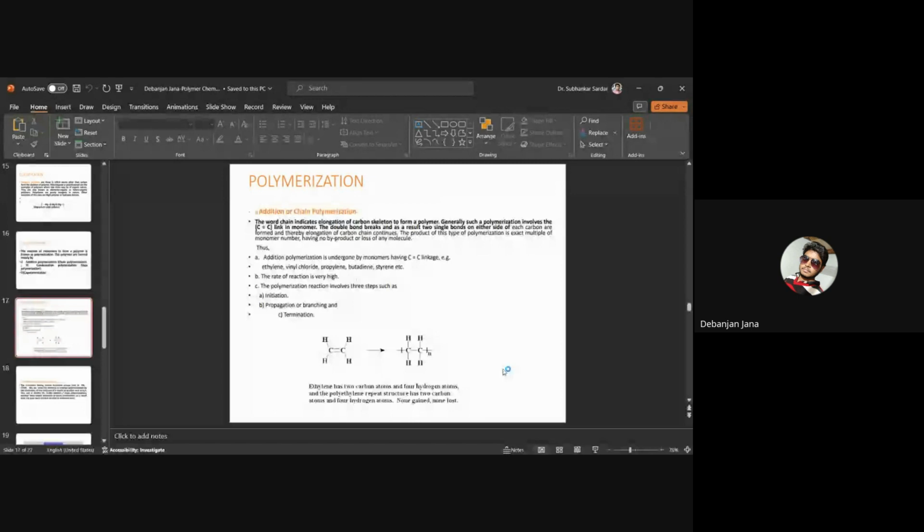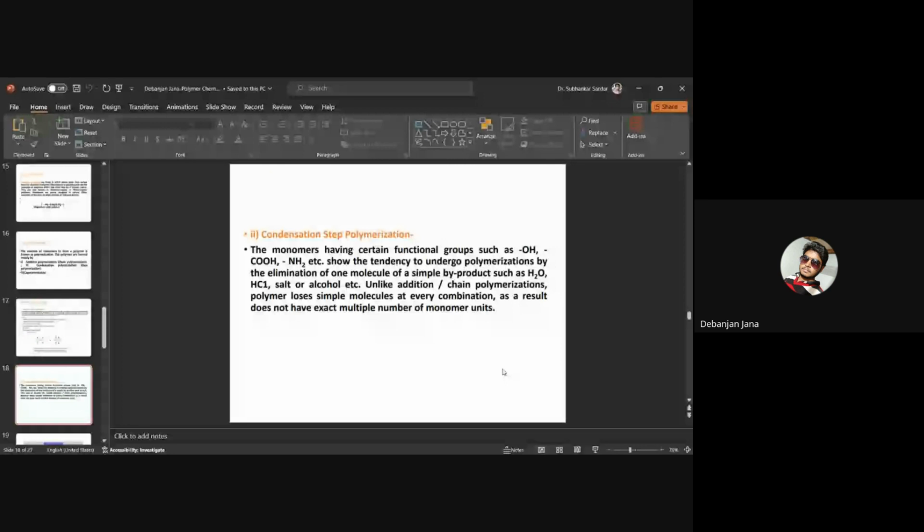Addition polymerization is undergone by monomers having carbon-carbon double bonds. Examples: ethylene, vinyl chloride, propylene, butadiene, styrene, etc. The rate of reaction is very high, and the polymerization reaction involves three steps such as initiation, propagation, and termination. And that is the structure. Ethylene has 2 carbon atoms and 4 hydrogen atoms, and the polyethylene repeating unit has 2 carbon atoms and 4 hydrogen atoms.